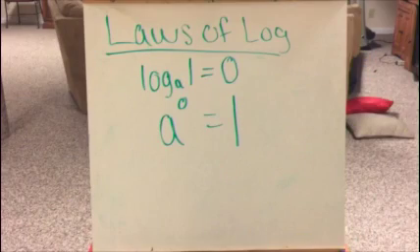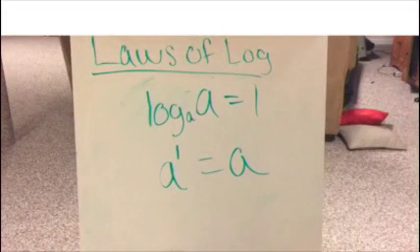Here are the laws of logs. The first one is log base a of 1 equals 0. This can be demonstrated as we know that a to the 0 power equals 1, and if you flip it back to exponential, you get that answer. The next law is that log base a of a equals 1, which says that if you flip it back to exponential, a to the 1 equals a, which we learned from the rules of exponents.